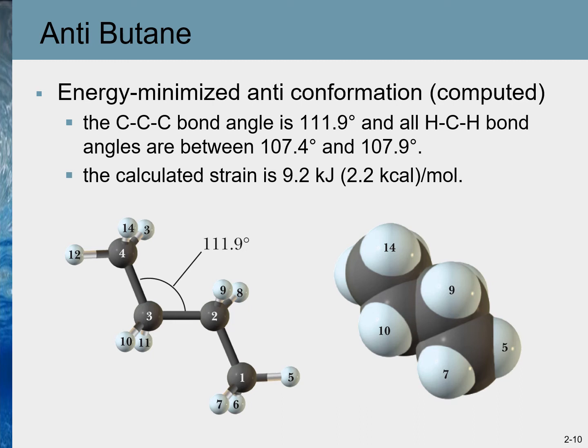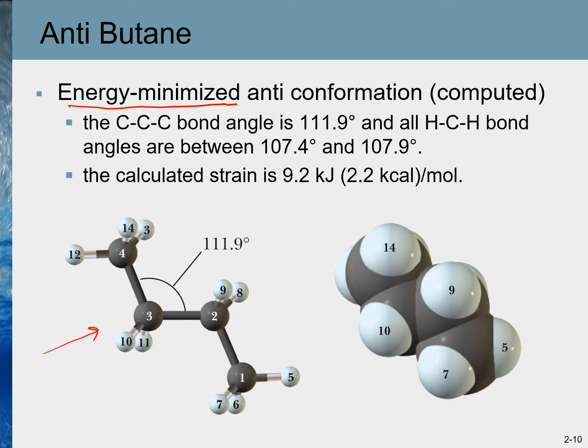Molecular mechanics calculations carried out with these or other programs can determine the lowest energy arrangement of atoms in a given conformation of a molecule. So this process is known as energy minimization, and the computed minimized energy conformation in the case of butane is represented here. So this is a butane molecule in anti-conformation.